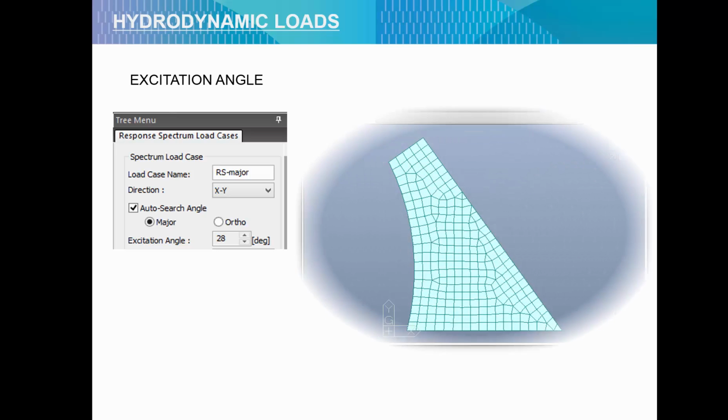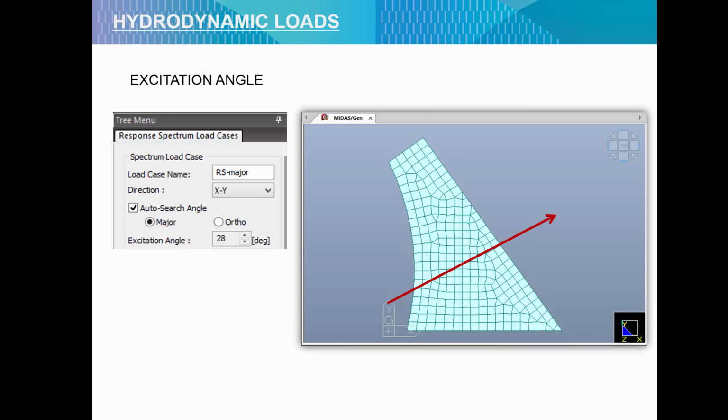Now, what is excitation angle? Excitation angle is the angle from the x-axis in which the direction of the earthquake would give the highest seismic force to the structure. So, I'll show you how we get the excitation angle.